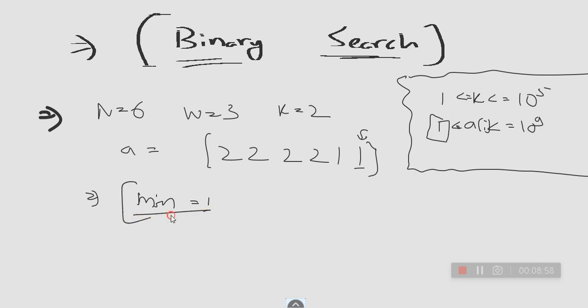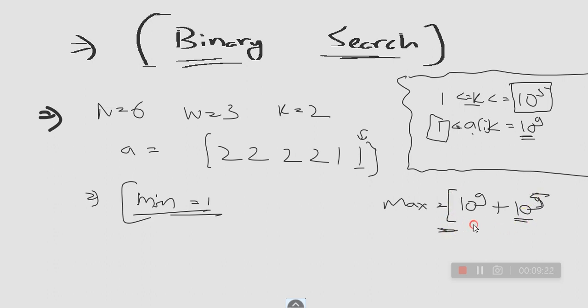There is no doubt. After that, the maximum possible value that I can have is like the height is 10 raised to the power 9, and if I water it for k days, k has a maximum value of 10 raised to the power 5. So my max is something which is going to be 10 raised to the power 9 plus 10 raised to the power 5, because the height will be increased by this much. So I'm not going to calculate this.